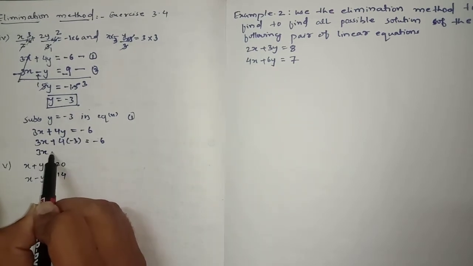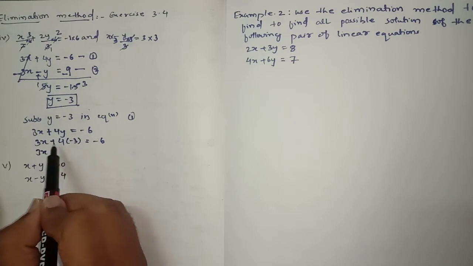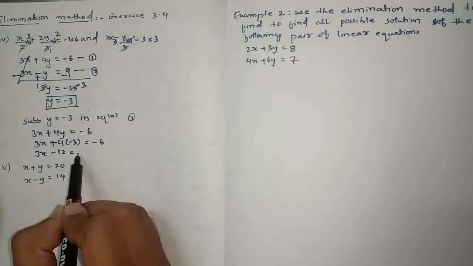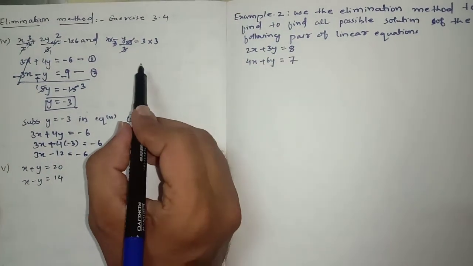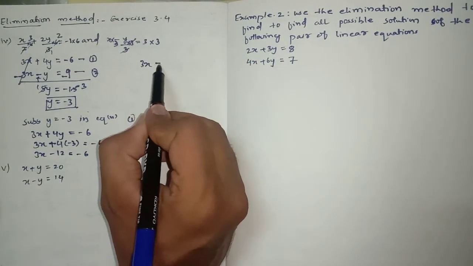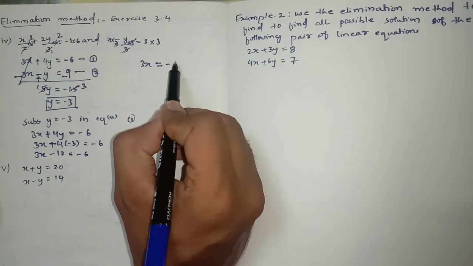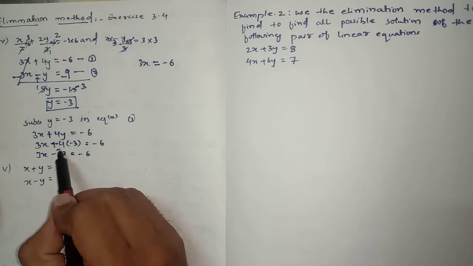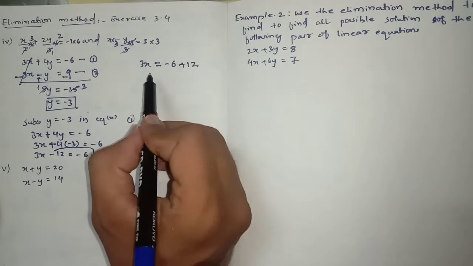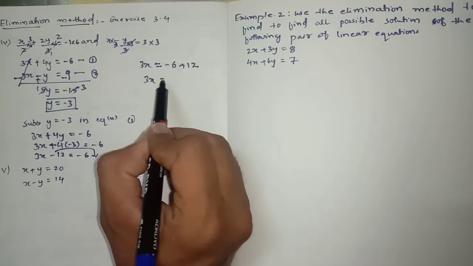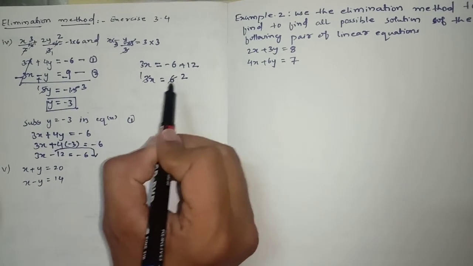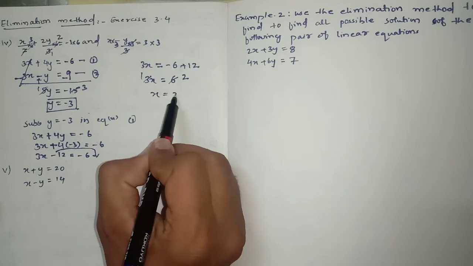Now again 3x, plus into minus will be minus, 4 threes are 12, is equal to minus 6. Now this 3x will be as it is, student, is equal to minus 6 will be as it is. Now we are transferring this minus 12 to the right hand side. It will be plus 12 on the other side. Now 3x is equal to 12 minus 6 is 6. 3 twos are 6. x is equal to 2.